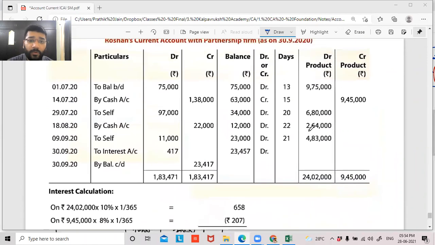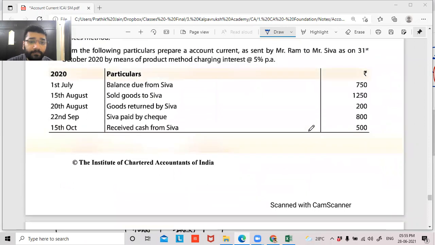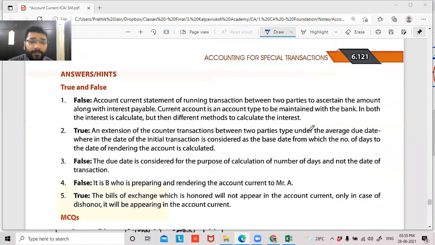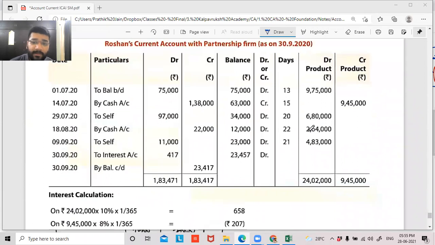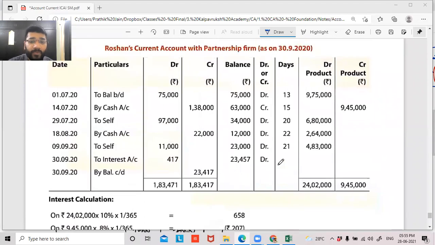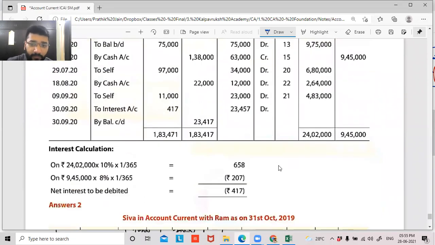One second. Let's see, first of all, whether the calculation they've done is right or wrong. On debit balance, 10%, on credit balance, 8%. So 24,02,000 into 10% divided by 365. So it is 658. That's correct. Then 9,45,000 into 8% divided by 365. That is 207. That's correct. 658 minus 207 is 451. They have written 417. So the calculation is wrong. So basically it is 451, guys. It is 451.